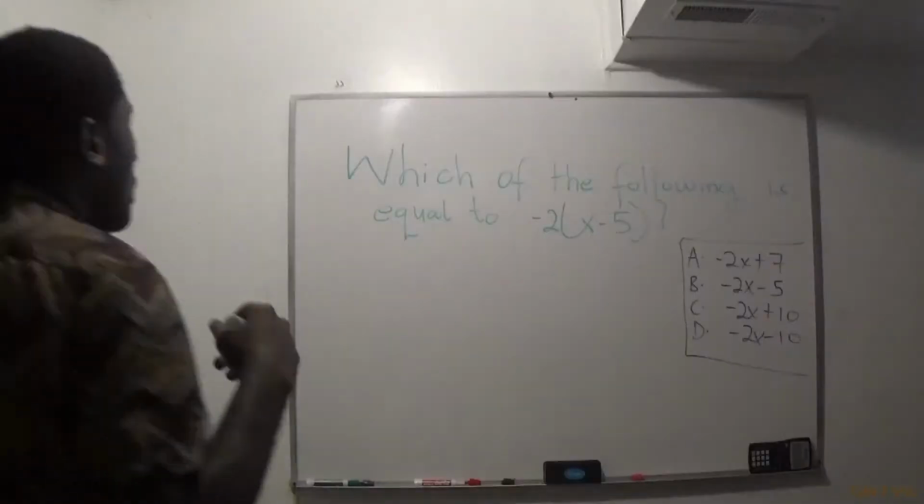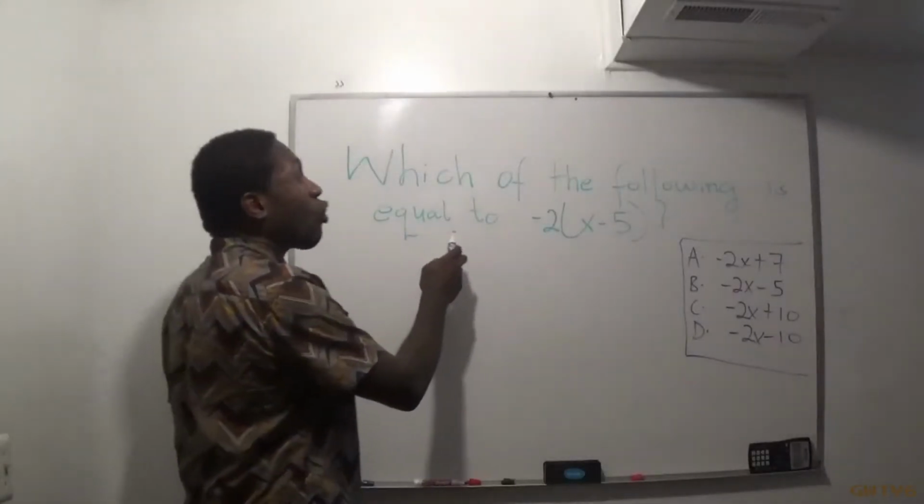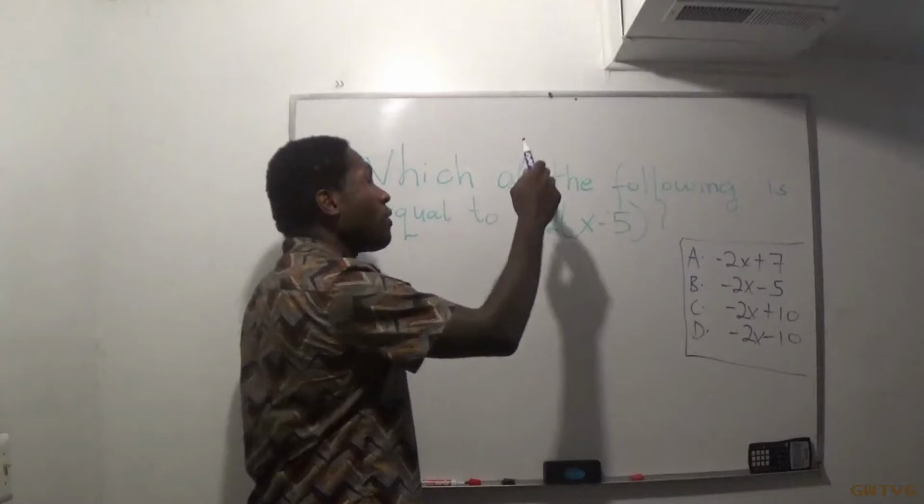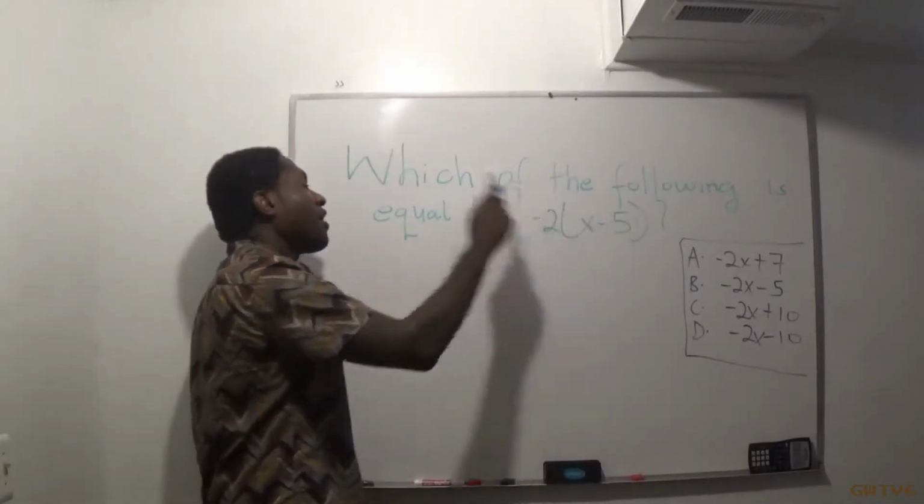Question of the day. The question of the day is: which of the following is equal to -2(x - 5)?